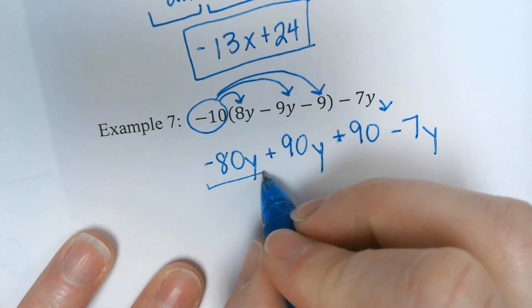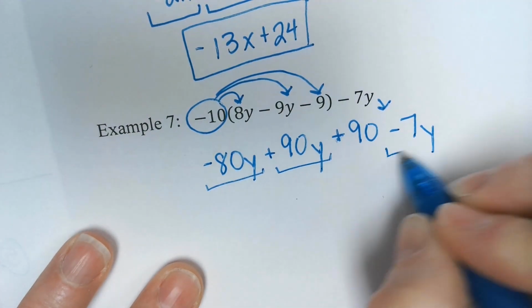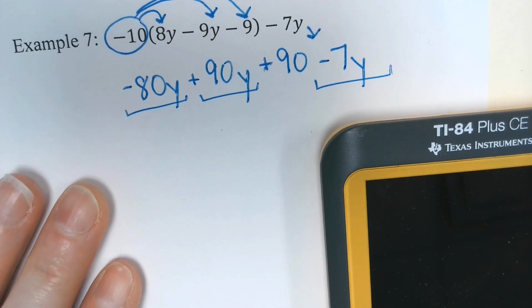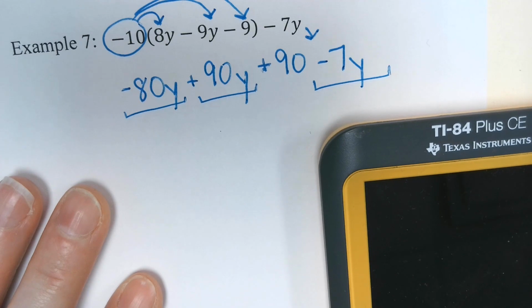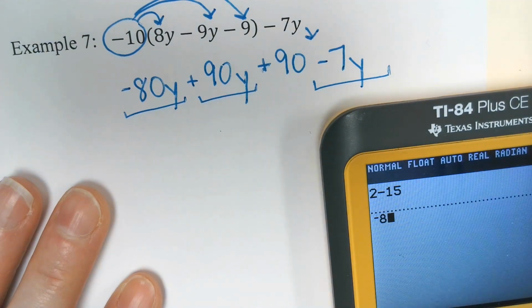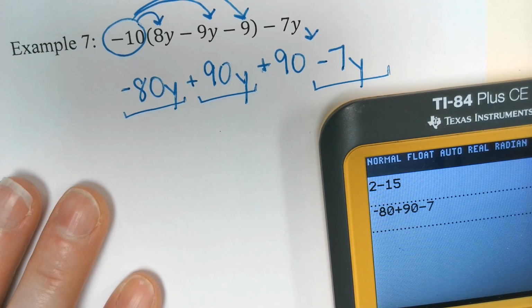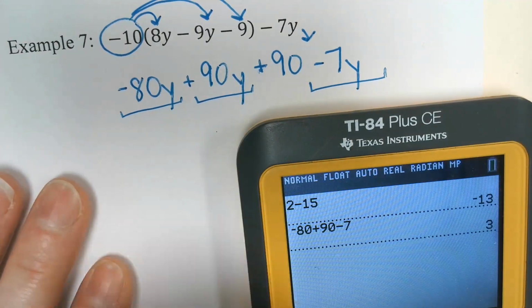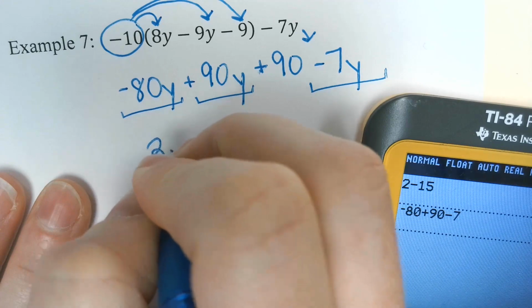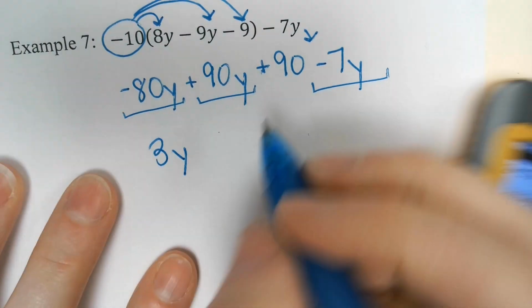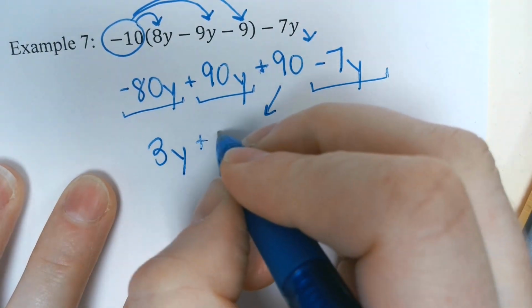Then the last step is to combine your like terms. So I'm going to start with my y's. So I do negative 80 plus 90 minus 7. It's a 3. And I still have the y with it. So be careful that you know where the y is going. Because I'm dealing only with y's, I make sure I put that y in there. And then just carry down the plus 90.